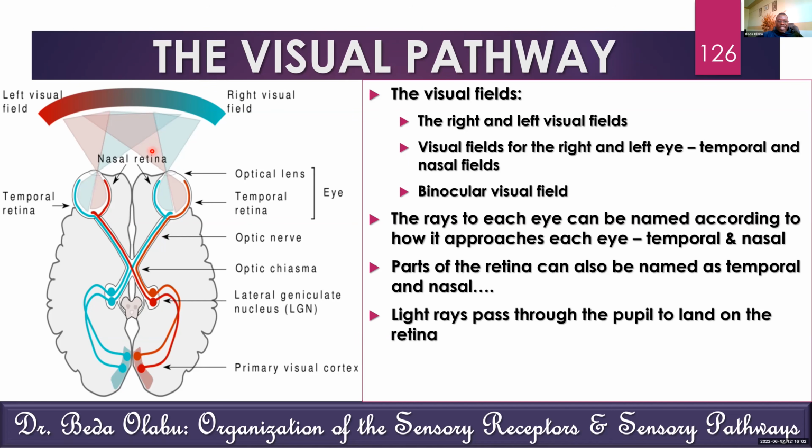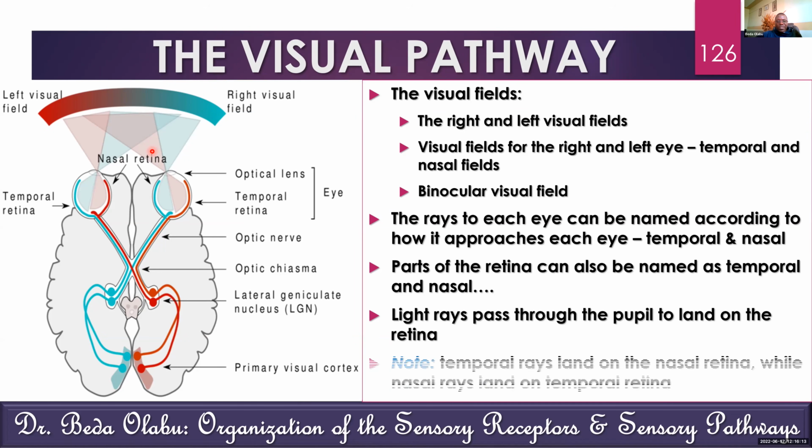You notice that the rays that come from the visual fields will pass through the pupil and become inverted. And for that reason, temporal rays will land onto the nasal retina and nasal rays will land onto the temporal retina. Pick that one on this slide. Temporal rays land onto the nasal retina and nasal rays land onto the temporal retina. Now let's advance that a bit. We are escalating.